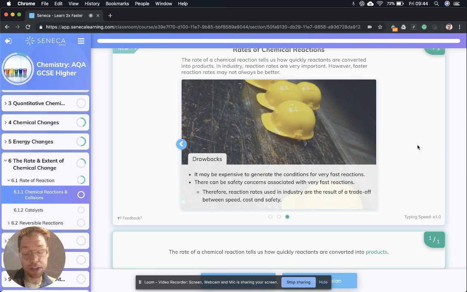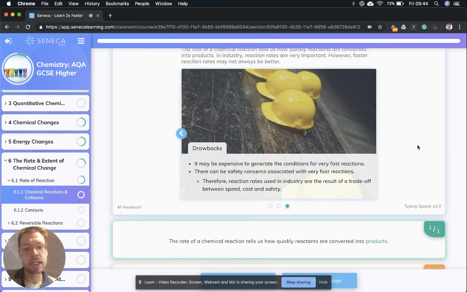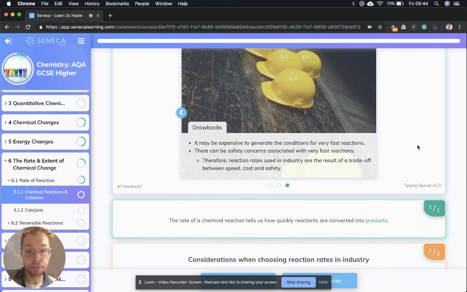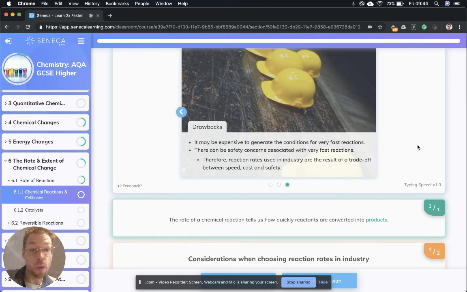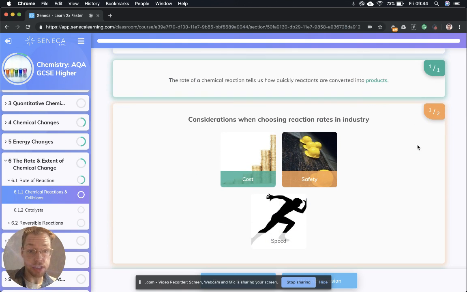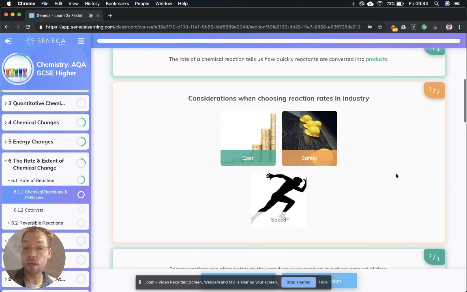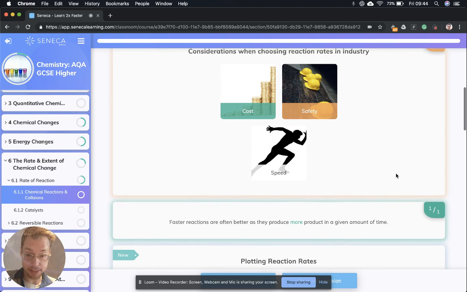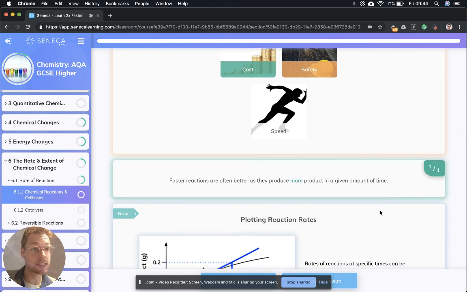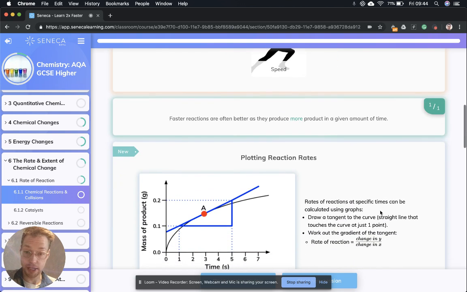It can be expensive to generate really fast reactions because you need really high temperatures, which are expensive. And that can also bring safety concerns if you have really, really high temperatures. So there's normally some kind of trade-off or compromise between speed, cost, and safety. Okay, so three key considerations when choosing reaction rates in industry: cost, safety, and speed. Fast reactions are often better because they produce more products in a given amount of time, but we do need to consider safety because high temperatures can be dangerous.